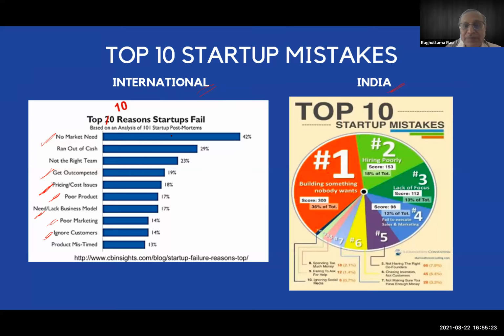If you look at India, half the startups fail in 6 months. Not good news again. Again, the biggest reason for failure, roughly 40%, 36% actually, is that you're building something that nobody wants.